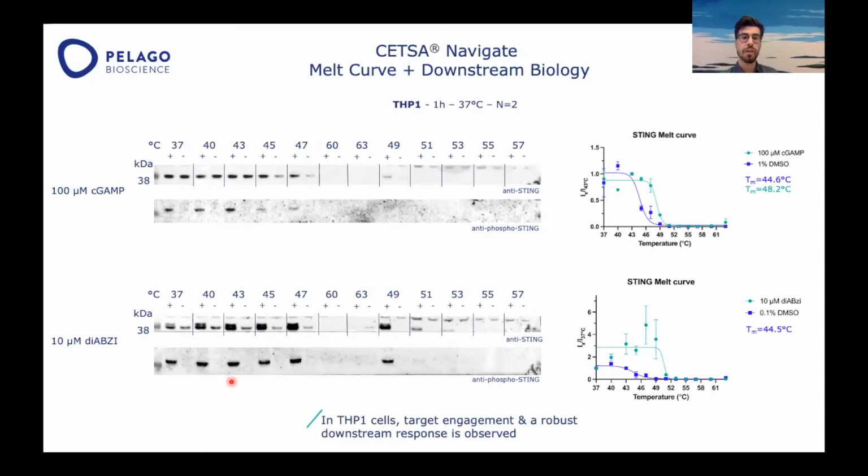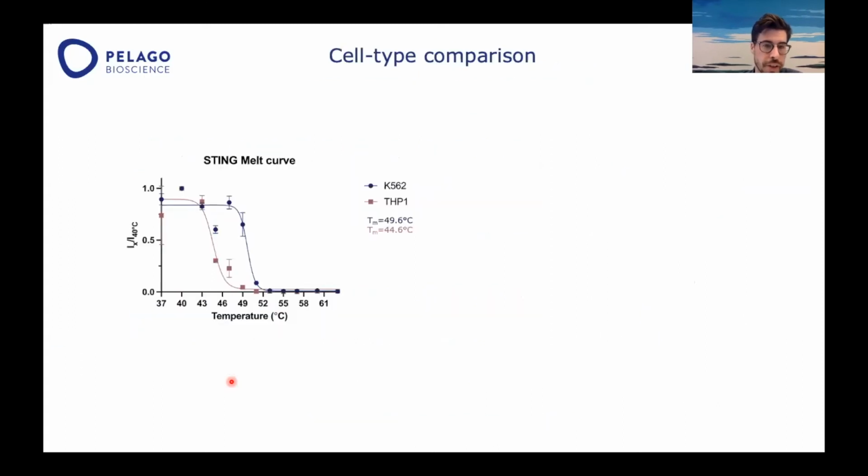There are a lot of interesting observations that can be made from these experiments. And if you look closely, you might have seen one already. This is one I'm going to share with you today, which is the melting temperature of STING depending on the cell type. Here in dark blue, you see the melting curve for STING in K562 cells. And in the brownish tone, you see the STING melt curve in THP1 cells. And you can observe there's a huge delta in the melting temperature of about 5 degrees, depending on the cell type.